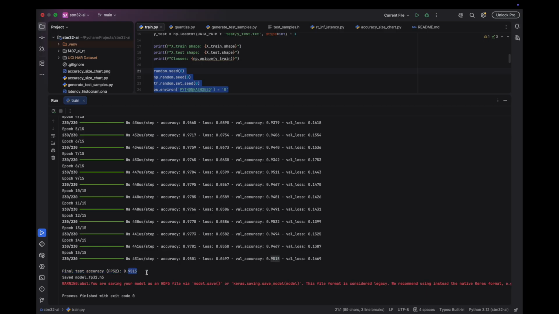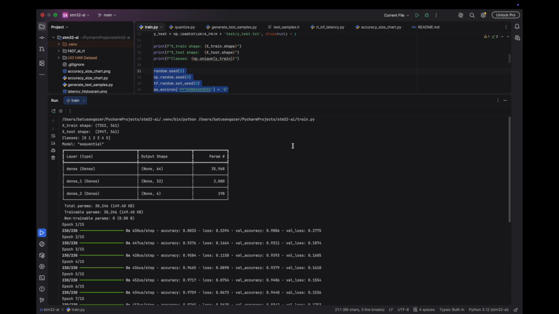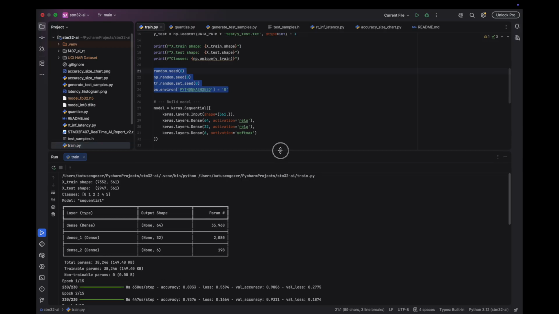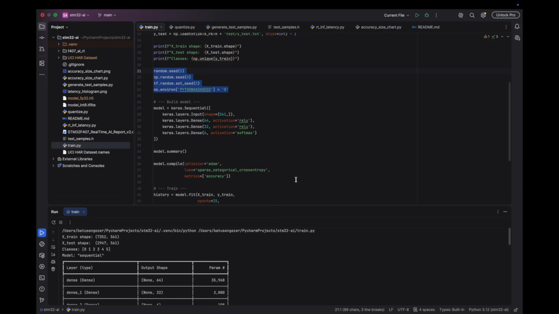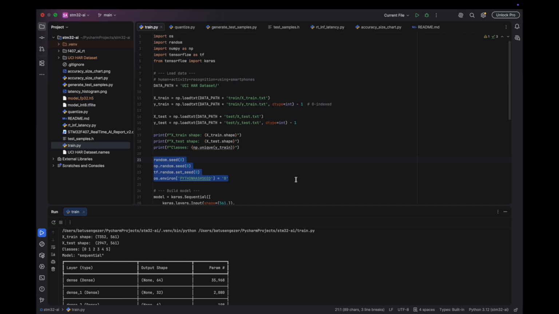Now, this trained model stores everything as 32-bit floating point numbers, which makes the file about 479 kilobytes. The microcontroller has 1 megabyte of flash, so that's almost half of it just for the model. It's too big and the execution will be too slow without compressing, so the natural next step is to quantize it.